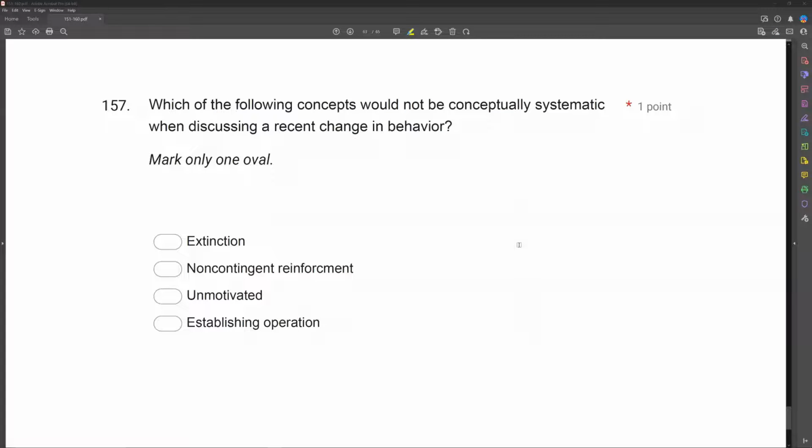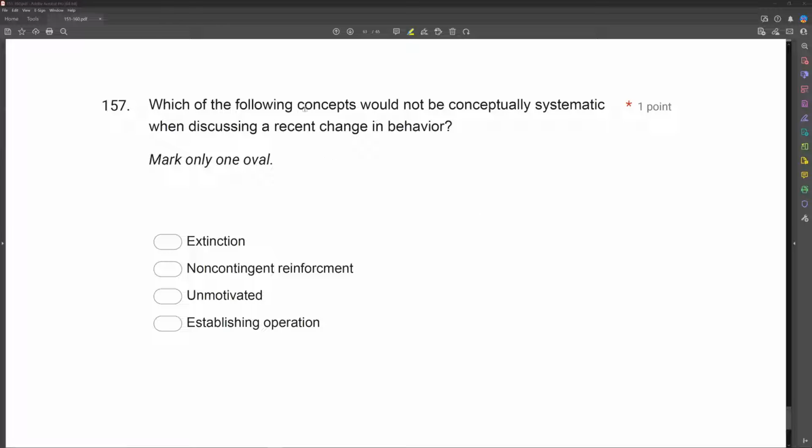Which of the following concepts would not be conceptually systematic when discussing a recent change in behavior? Okay, let's think about what conceptually systematic means. Conceptually systematic means we're adhering to the principles, the concepts of applied behavior analysis. And the reason we do that is because applied behavior analysis can be used in all kinds of different modalities and all kinds of different segments and sectors. There are so many different uses for applied behavior analysis, but we need to ensure, no matter what we're using ABA for, that we continue to use principles and concepts of behavior change.